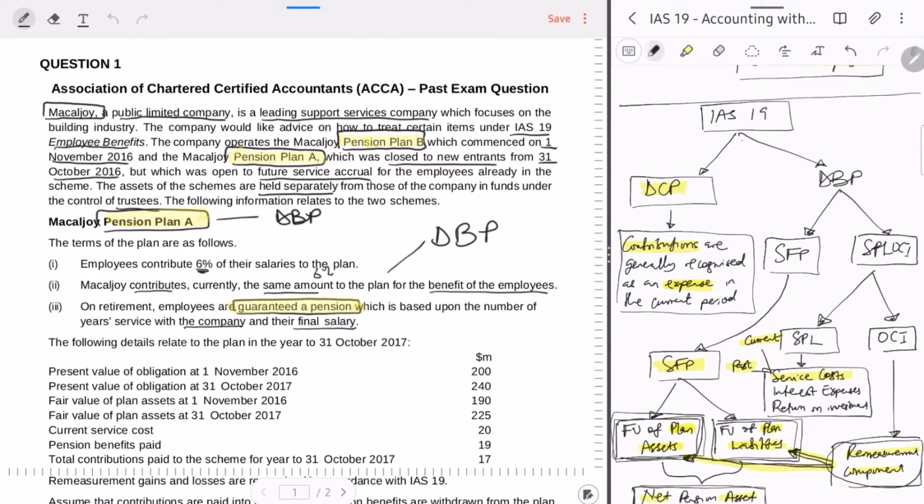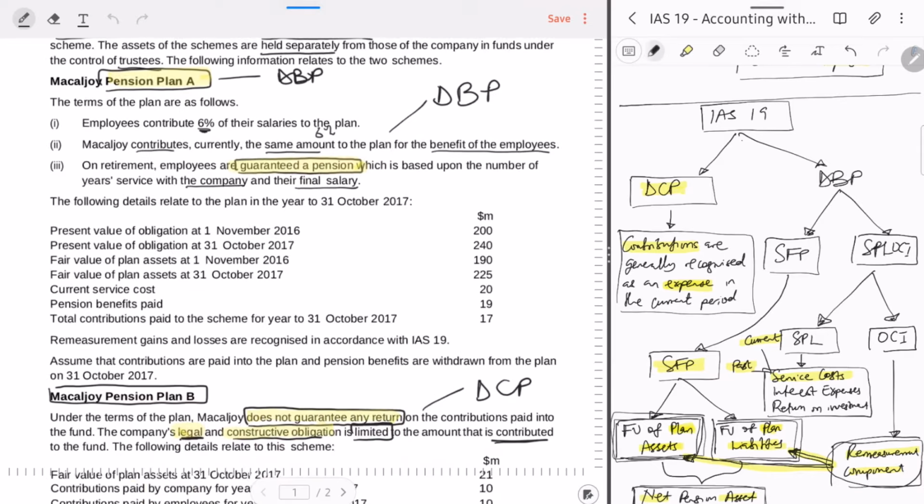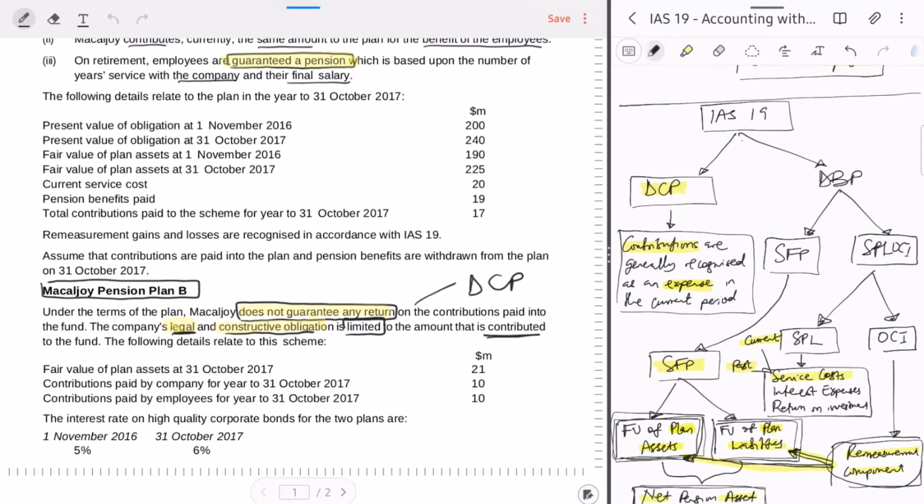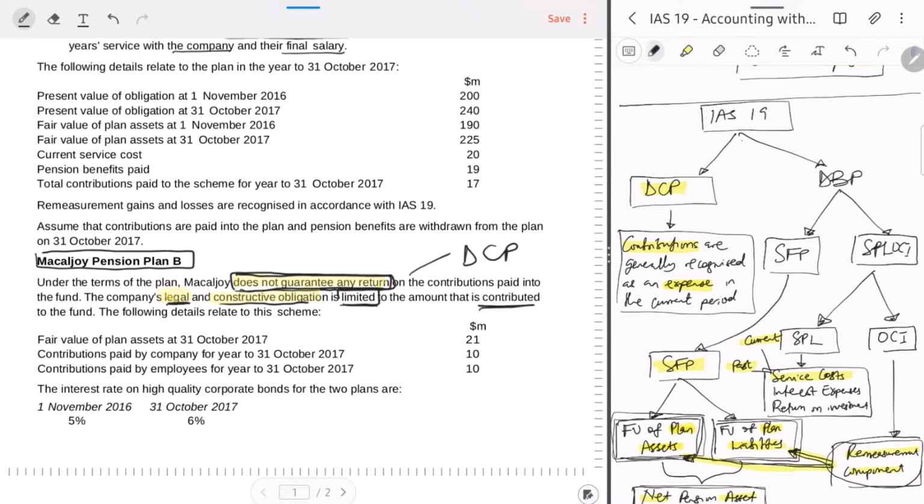Okay, so let's start with the easy one, which is the defined contribution plan for pension plan B. So watch here. They are saying that McAljoy does not guarantee any return. Okay, we know this. The company's legal contribution is limited to the amount contributed. Okay, watch this. So contributions paid by the company for the year is $10 million. Contributions paid by the employees is $10 million.